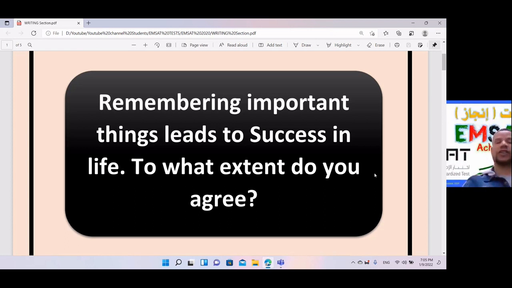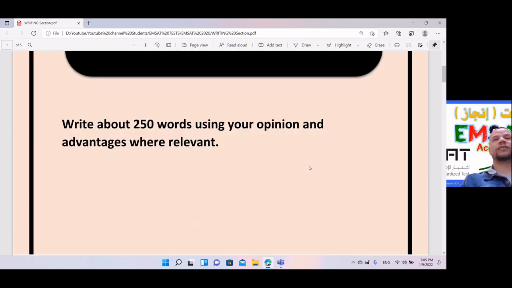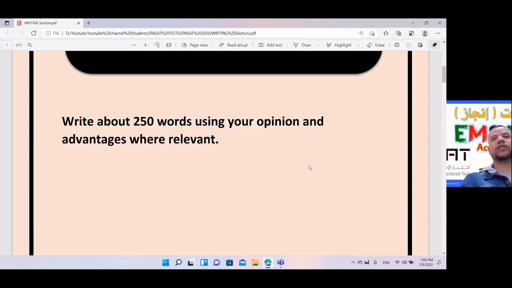With the introduction and conclusion, you now have 5 paragraphs: introduction, short; conclusion, short; and 3 paragraphs, each at least 7 lines. Okay, let's go. This is the question. What else? Write about 250 words using your opinion, and talk about the advantages and benefits. You cannot talk about disadvantages, because the question mentions advantages and benefits. And you have to mention your opinion clearly and directly.